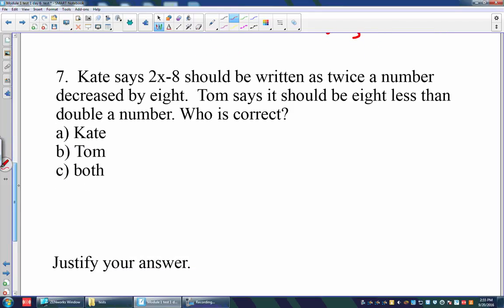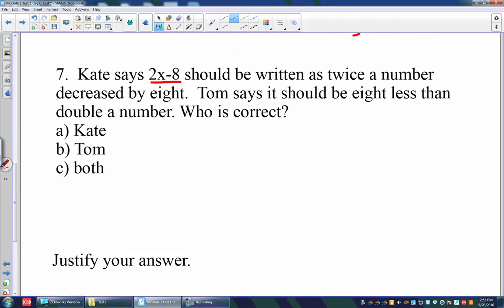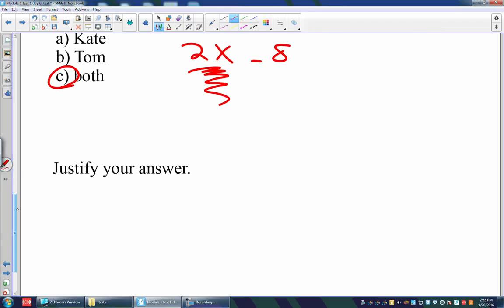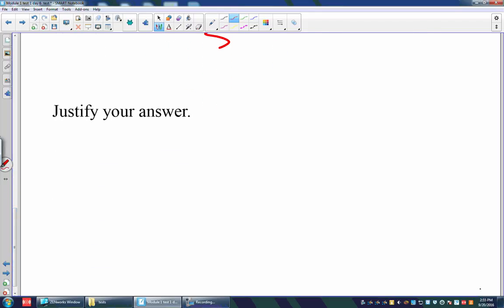Kate says 2x minus 8 should be written as twice a number decreased by 8. Well, that looks right. Twice means times 2, a number decreased by 8. Tom says it should be 8 less than double a number. Well, double a number is 2x. 8 less than this, 8 less than that means minus 8. So they're both correct. Why? Justify my answer. Lots of right answers.